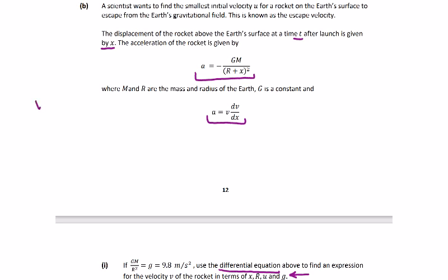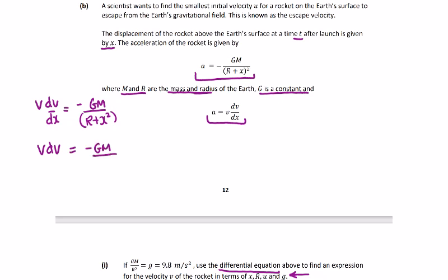We're going to have to say that v dv/dx is equal to minus GM. Are we told they're constants? G is a constant, M and R are mass and radius of Earth. So minus GM over (R plus x) squared. So v dv, we can definitely integrate that, is equal to, now we have the x on the far side, minus GM over (R plus x) squared dx.